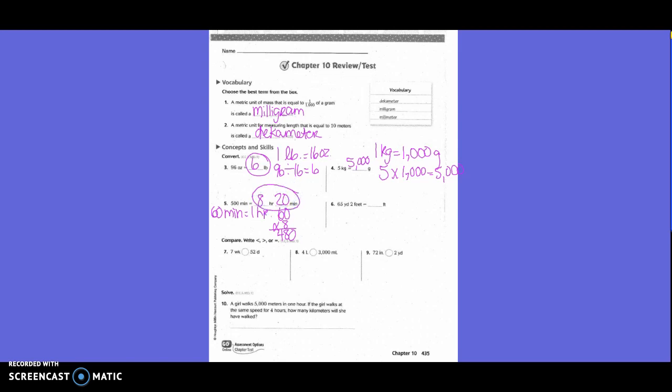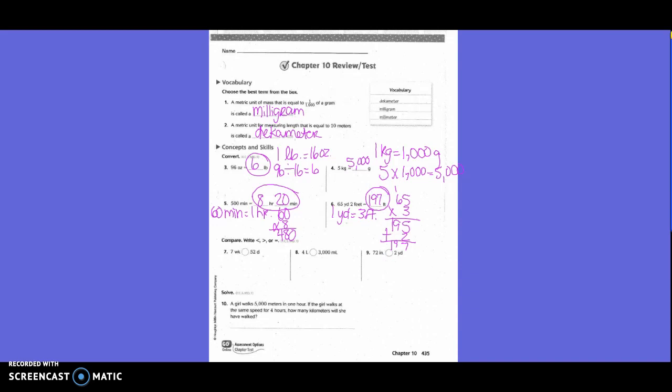Now I have 65 yards, 2 feet, and they want to know how many feet that equals total. So I know that 1 yard equals 3 feet. So I'm going to take 65 times 3. 3 times 5 is 15, carry the 1. 3 times 6 is 18, plus 1 is 19. And then I'm going to do 195 plus 2 because I have another 2 feet. So 197 feet.